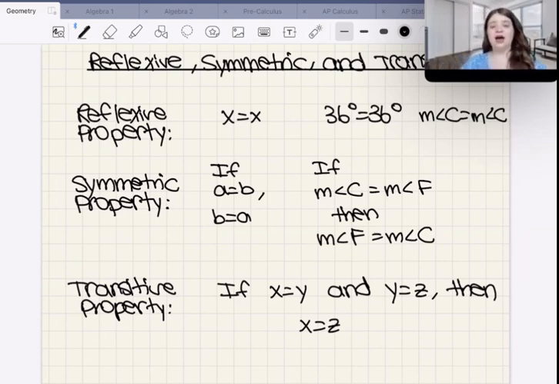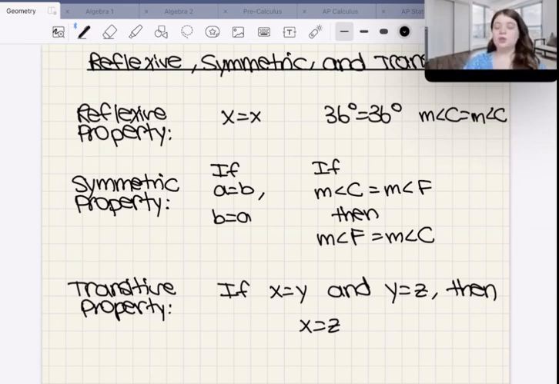Let's say x is equal to y, and both of them are equal to 3, and y is equal to z. That means both of them are equal to 3. Then x is equal to z, right? It's still 3. It's still the same number.